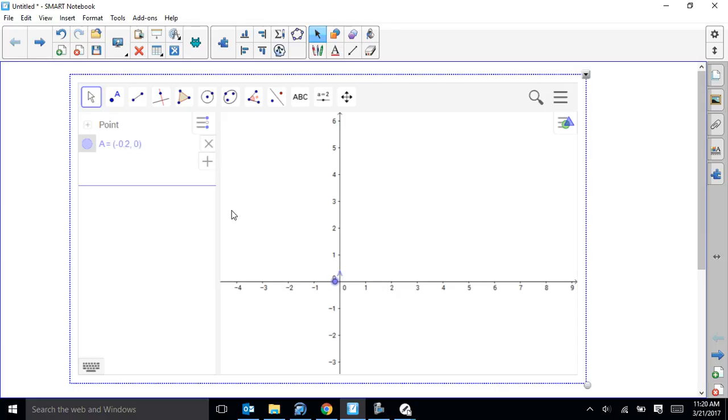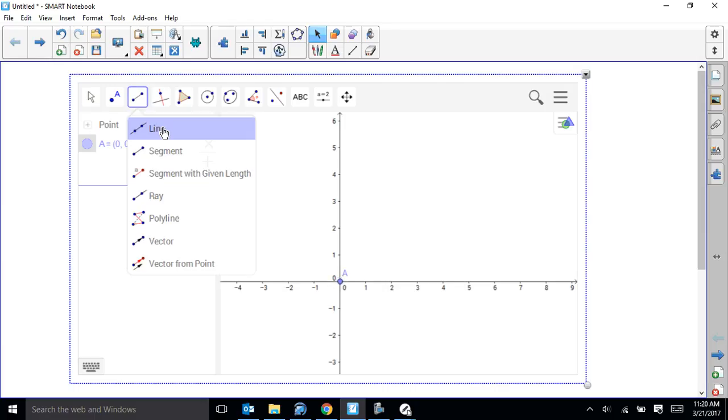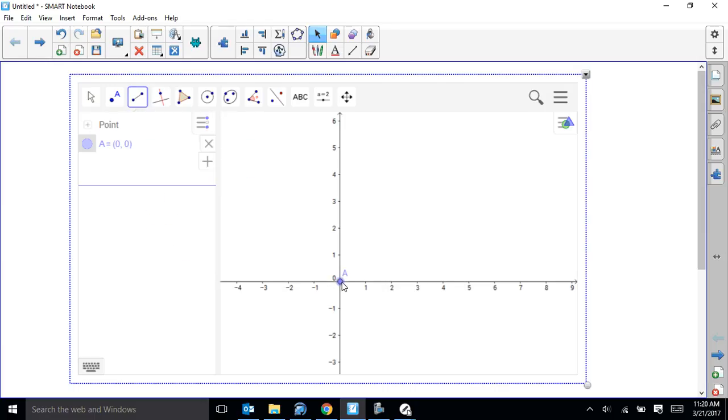All right, so what are the dimensions for our triangle? I have a line segment that's 4. What's the length of the other side? 6.